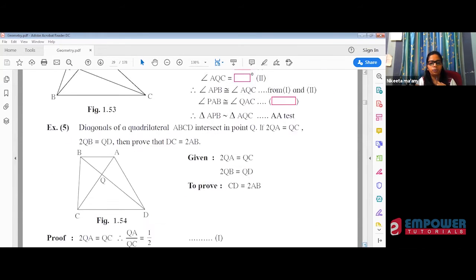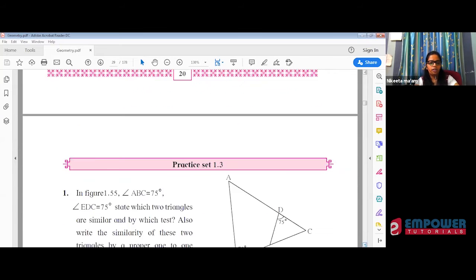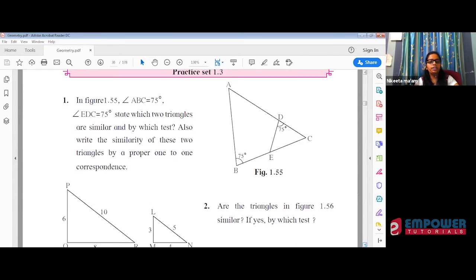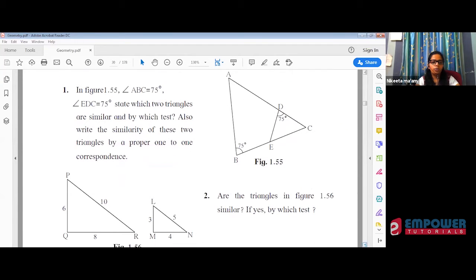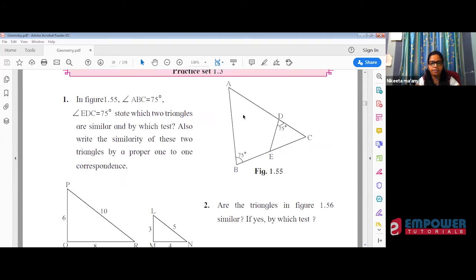the exercise 1.3. Now in this exercise, in figure 1.55, state which two triangles are similar and by which test. Also write the similarity of these two triangles by proper one-to-one correspondence. Which two triangles are similar and how? Take out your notebooks and solve this.